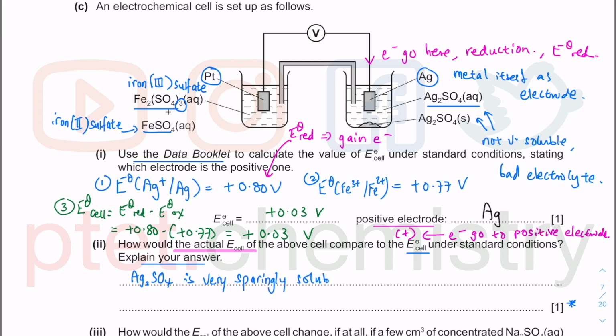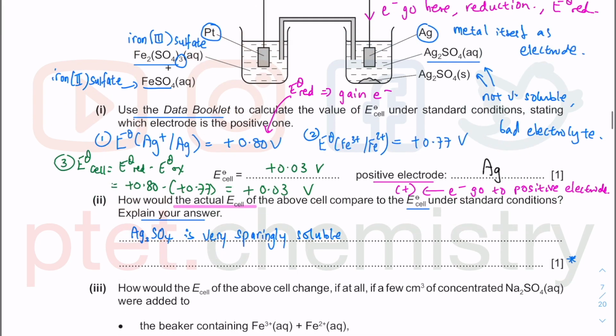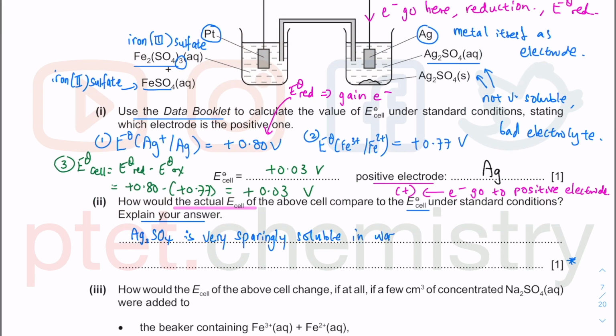So if it's only very sparingly soluble, not very soluble at all in water, its Ag+ concentration falls well below the standard 1.00 mole per dm cube concentration. And if that is true, then what will happen to your reduction potential?